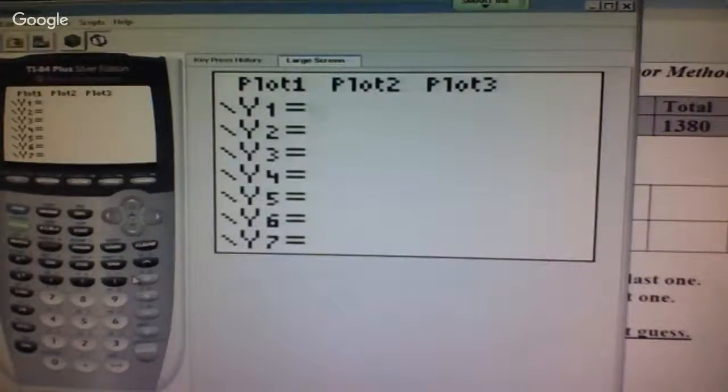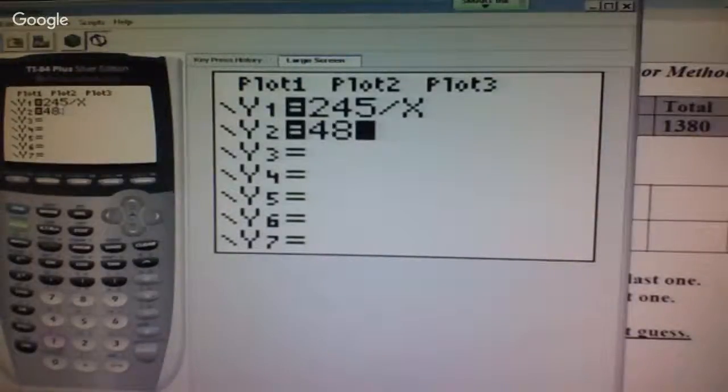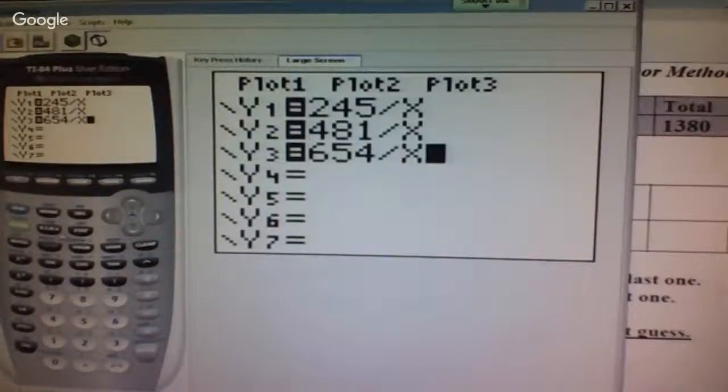Okay. For y1, I want you to put the population of math, so 245 divided by x. So each y is going to be a new population. So we've got math. In y2, I need you to put biology. So 481 divided by x. You have to put divided by x so your calculator will do it for you. Okay. Drop down one more. Political science was 654. Again, divided by x.